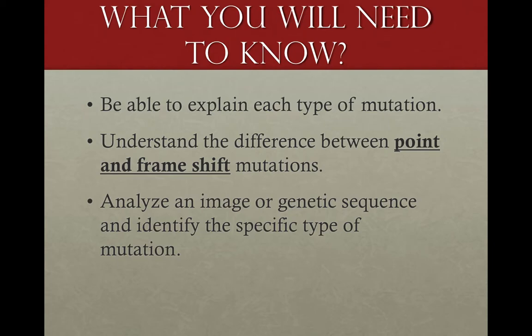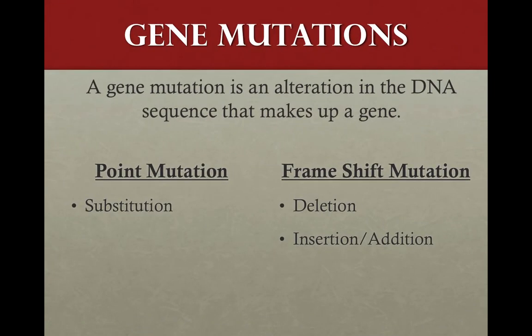All right, so what we're going to learn about next are the different types of mutations, genetic mutations. We need to make sure that we're able to explain each type and understand the difference between a point mutation and a frame shift, and then be able to analyze an image of a genetic sequence and this specific mutation. So basically you have two general types. You have a point mutation and a frame shift.